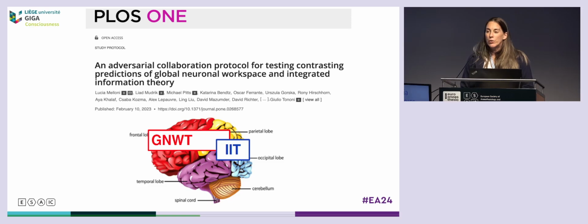Some of you may know that those two theories have proponents, and now they have an adversarial collaboration where they work together to test these two theories using the same specific experimental procedure. And so it's ongoing. Basically, the global neuronal workspace says the consciousness is at the front of the brain, and IIT says it's at the back of the brain. And so they have preliminary results showing that both are sometimes right or wrong, depending on what kind of experiment we are performing.